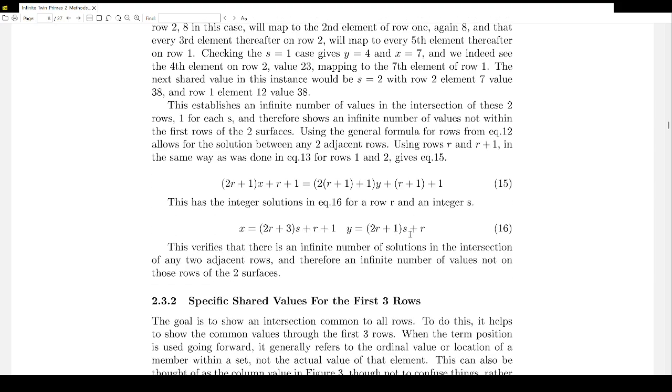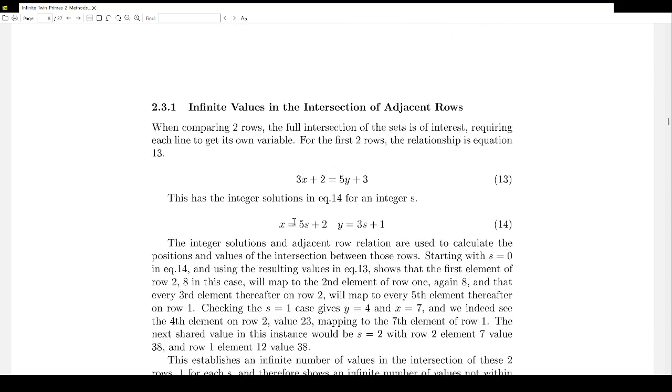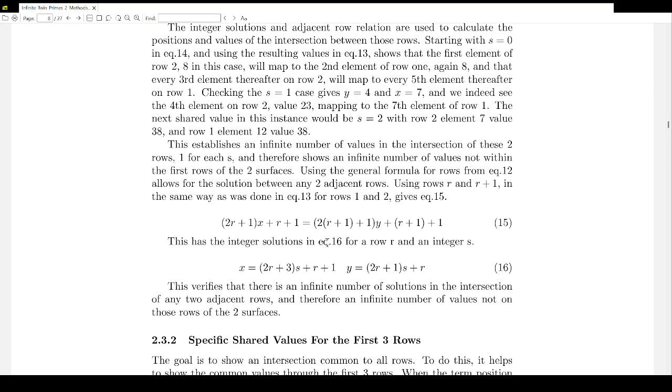Here's your general form. You'll see that the general form for any two adjacent rows is, instead of x equals 5s plus 2, x equals (2r plus 3) times s plus r plus 1, and y equals (2r plus 1) times s plus r. So again, s is just your generator here, and r is your row number.